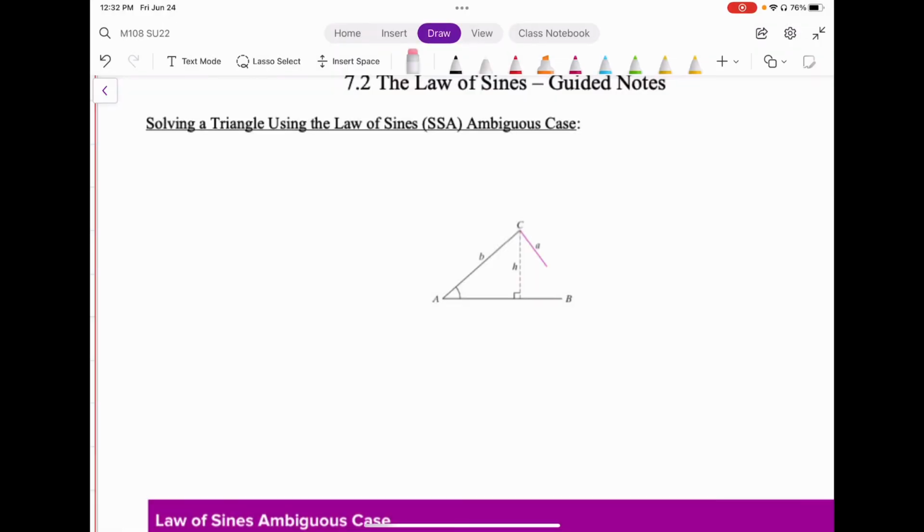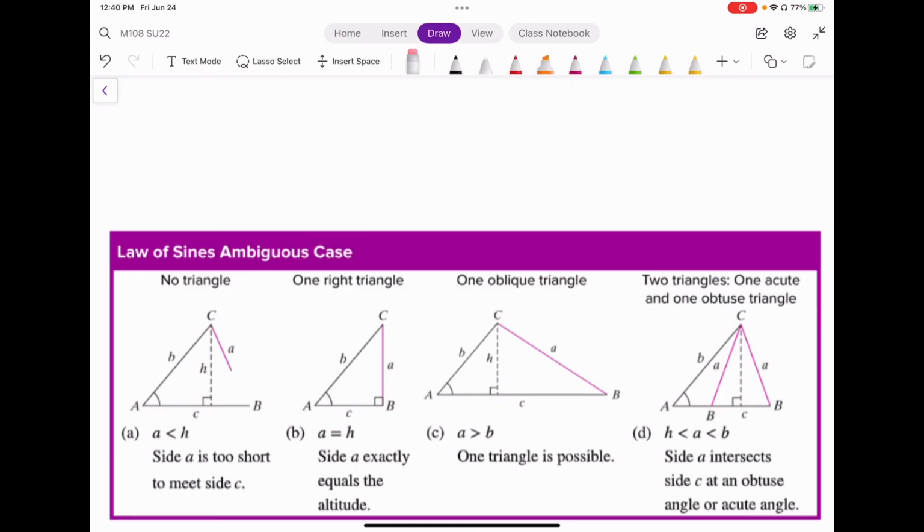If we have the measure of an angle A and the lengths of sides A and B for the triangle being given, depending on the length of side A, which is the one that's shown here in purple, relative to the length of the altitude, there are four different scenarios that actually occur. We can either have no triangle, one right triangle, an oblique triangle, or two different triangles, one that's acute and one that's obtuse. If your side length A is shorter than your altitude H, then A is too short to meet side C, and so this is not a triangle.